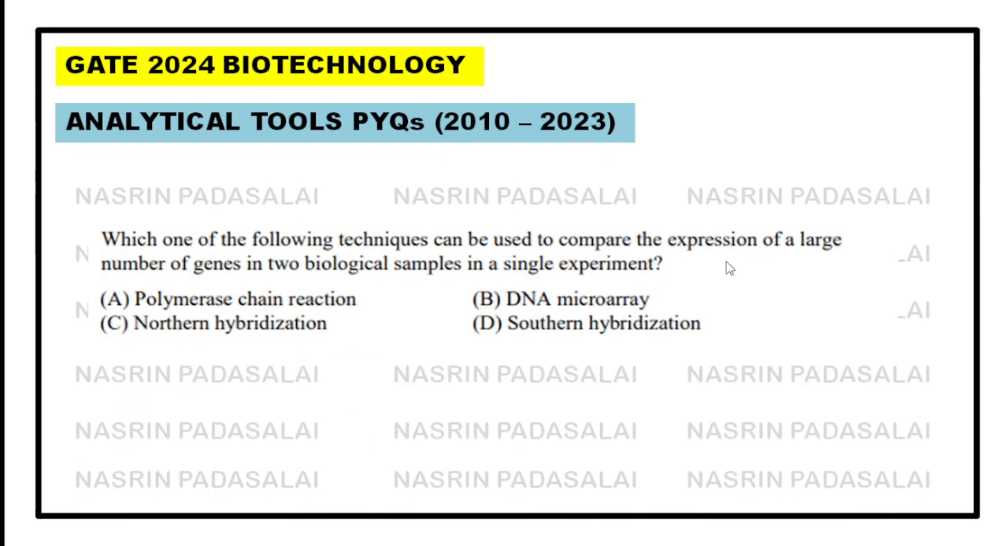Next, which one of the following techniques can be used to compare the expression of a large number of genes in two biological samples? The correct answer is DNA microarray. You can compare two samples: one is the normal condition, another one is a cancer patient sample.